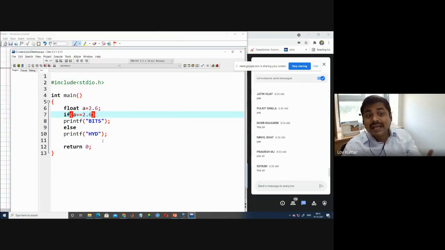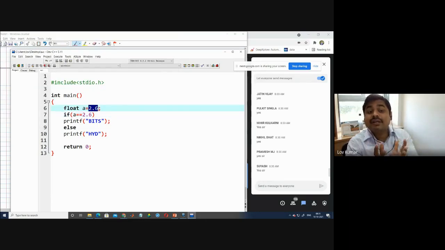So when these types of questions come, first you have to check whether you will get the exact binary value of this floating point representation or not. And if you are not getting the exact binary value, then in this case you always execute the else part. You will not execute the true part.